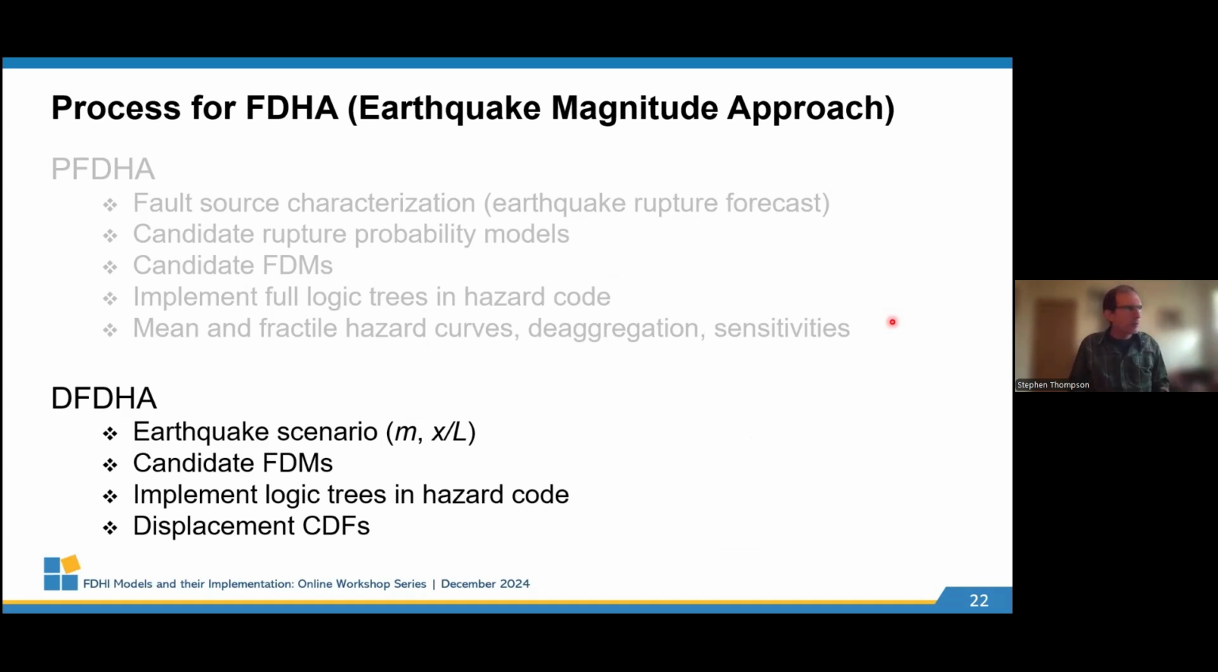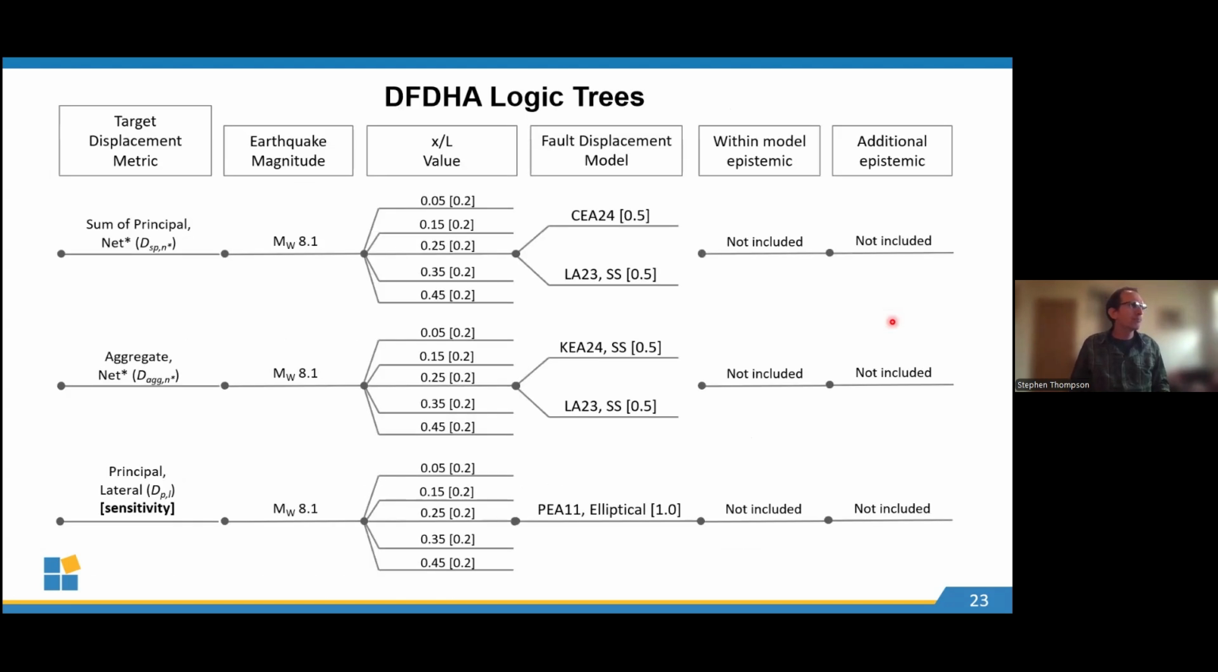I'll run through these quickly given the time we have. The DFDHA logic trees that we've started to implement for fault displacement hazard. It's really nice that we can move away from the Wells and Coppersmith average displacement relations and trying to figure out how to adjust sigma to make it appropriate for a single location.